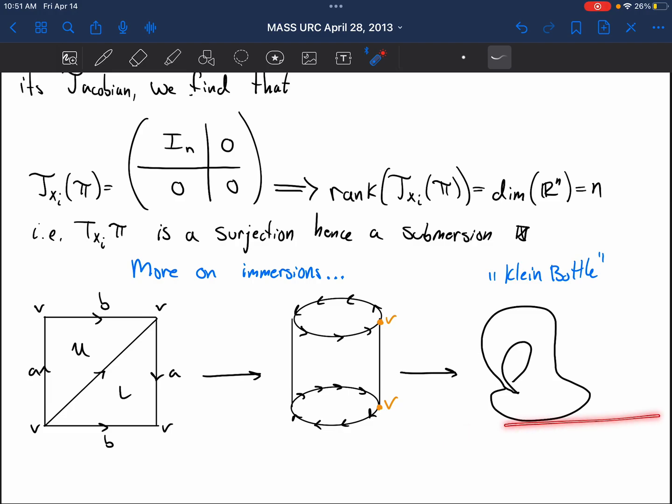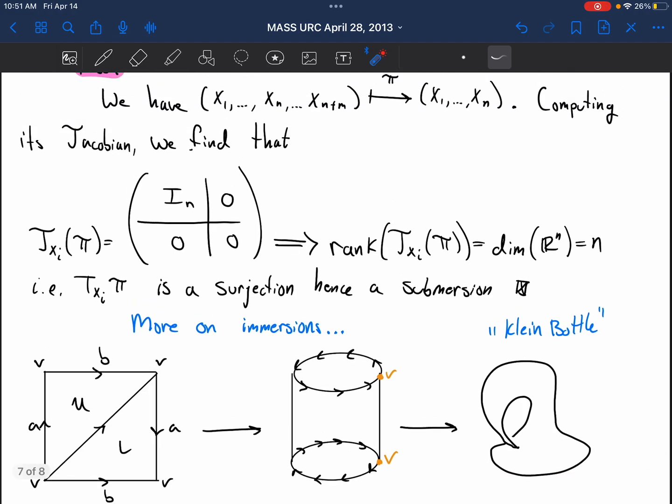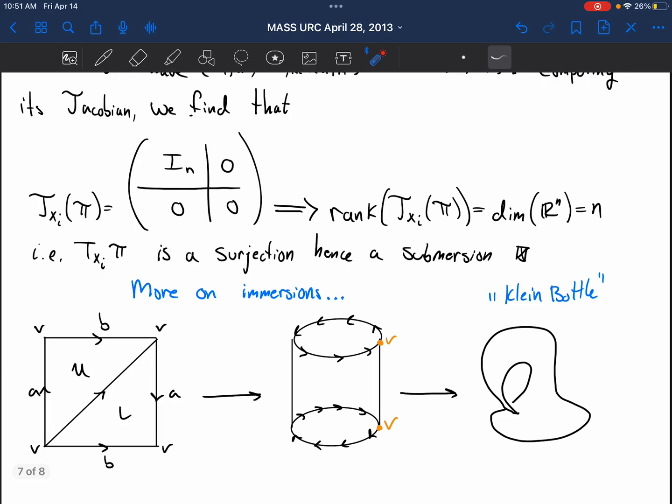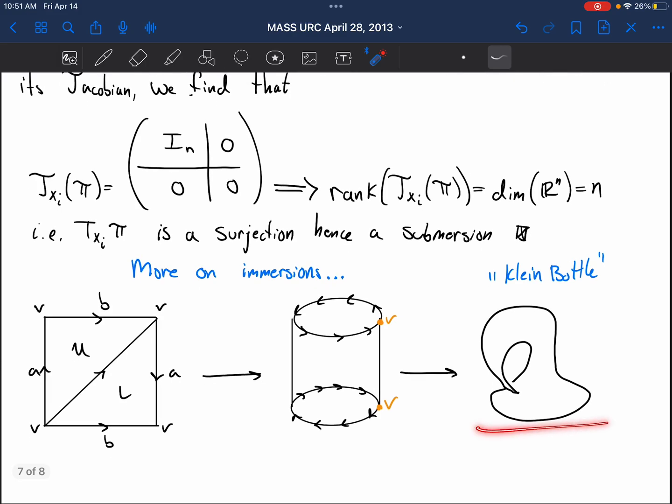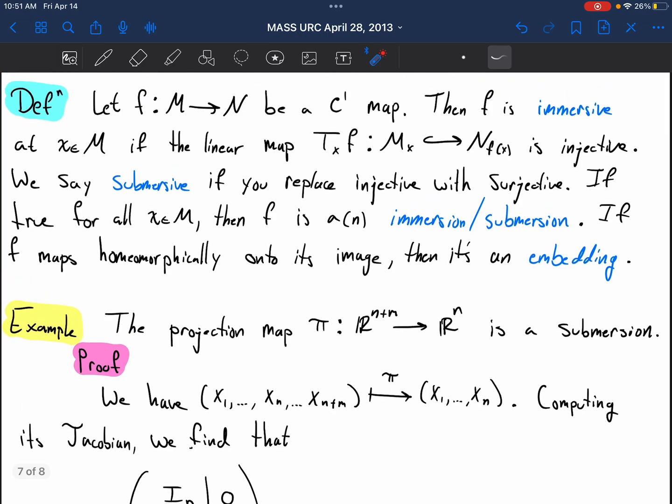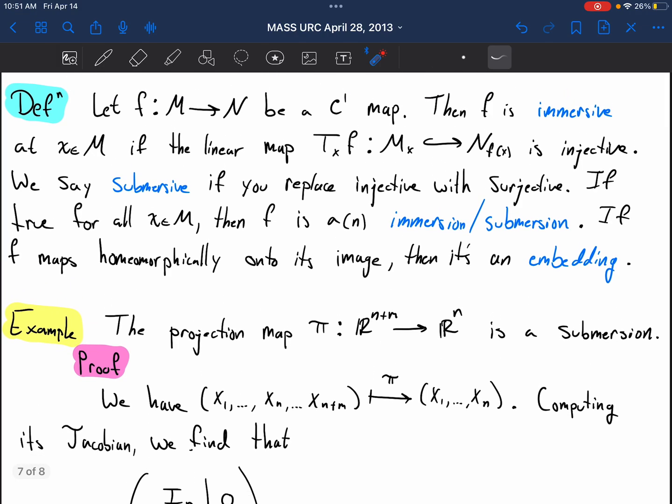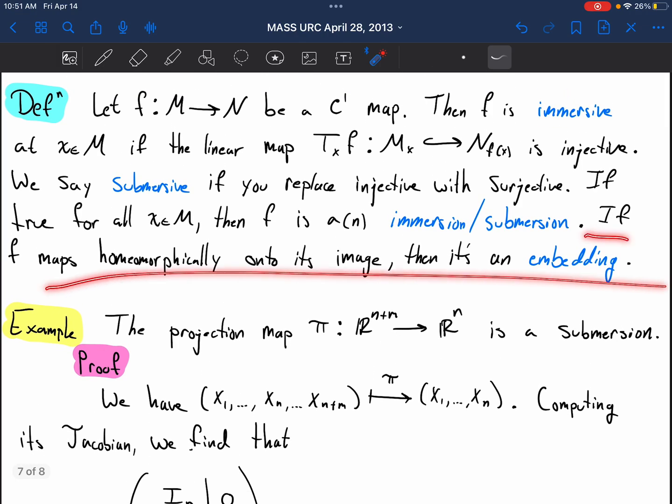But this is not K, because, it's not terribly hard to prove, you can prove that this does not embed in R^3. And the definition of embedding is the one I gave up here, because you can't map homeomorphically into R^3. You're going to need at least R^4.